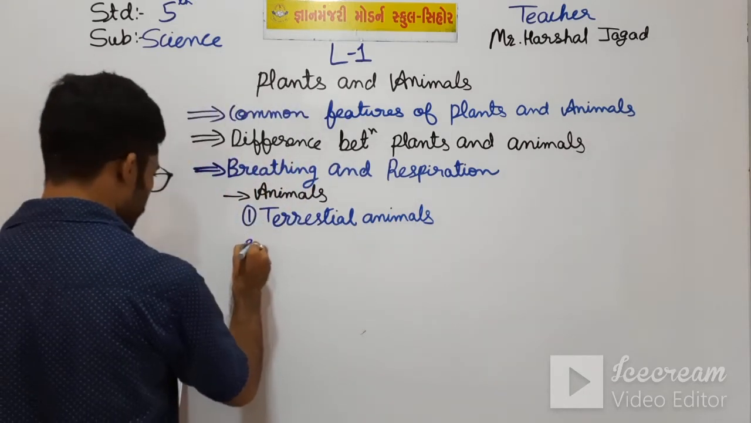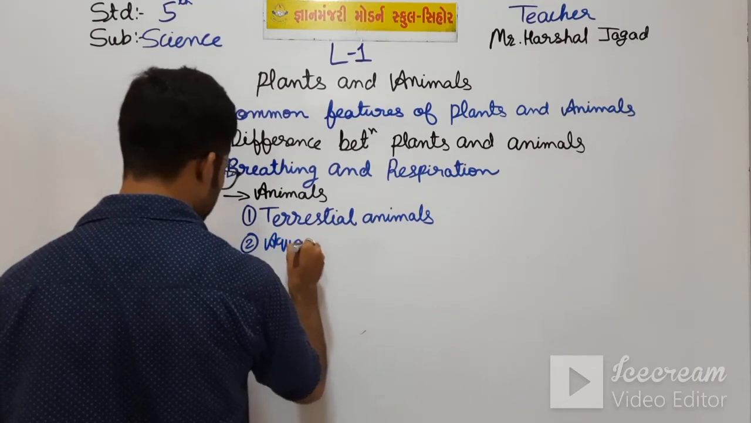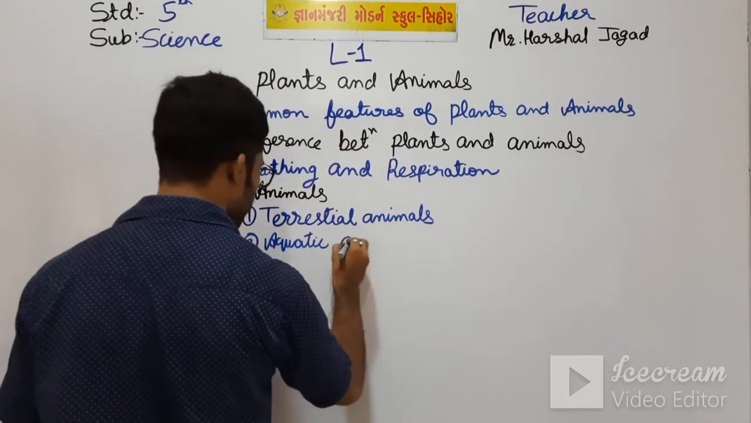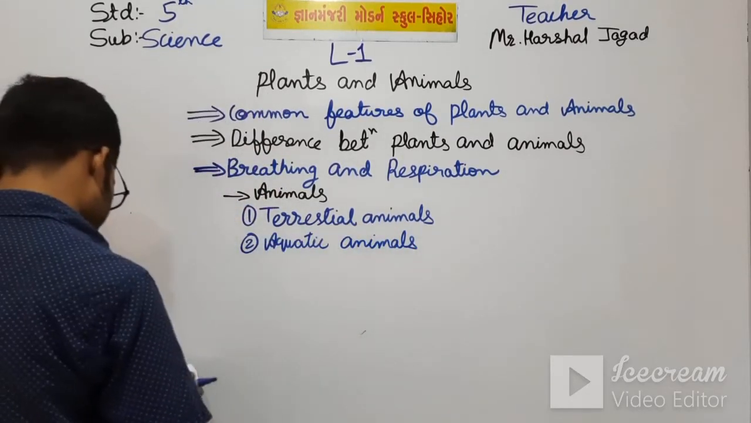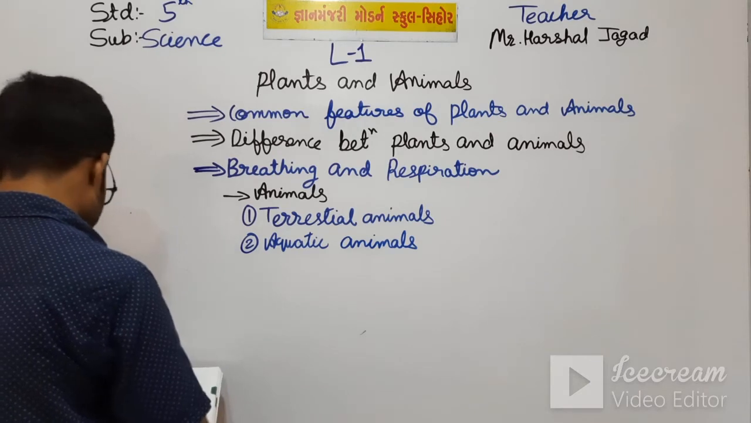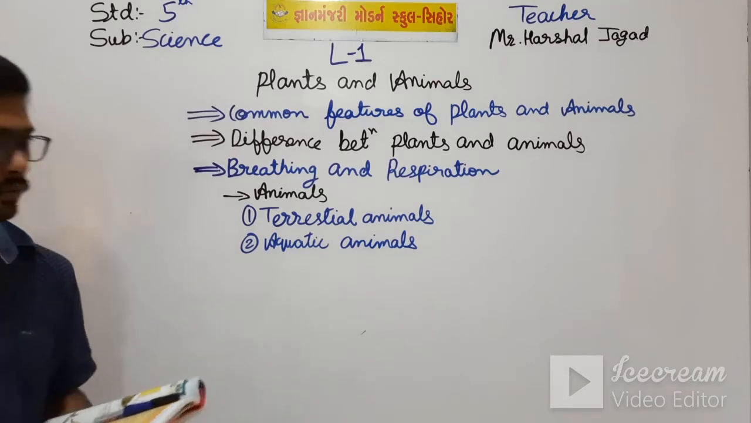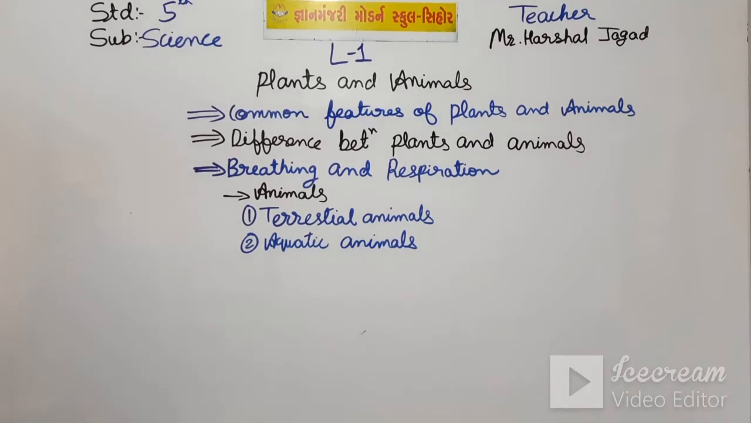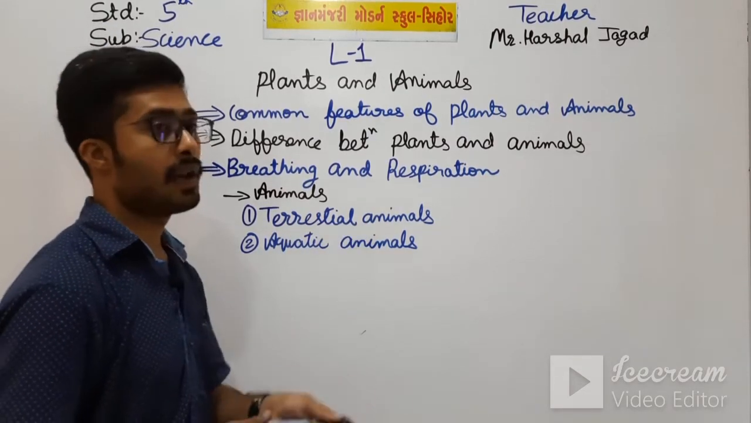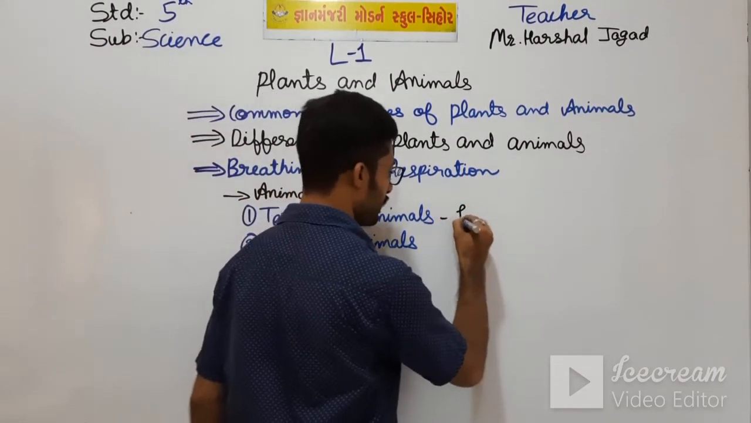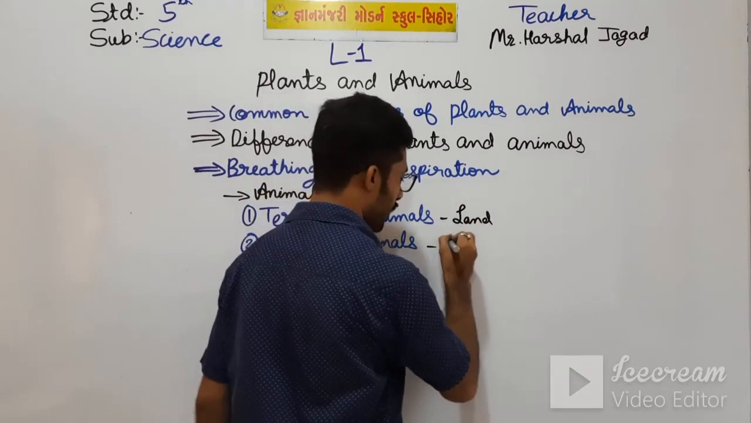Next was aquatic animals. And these were the two types of animals and how they respirate. Terrestrial animals means which live on land, and aquatic animals live in water.